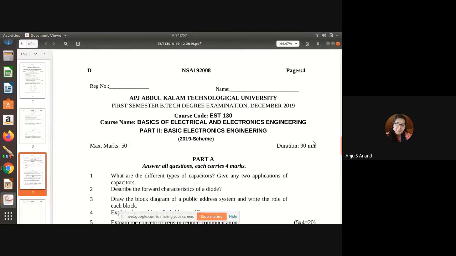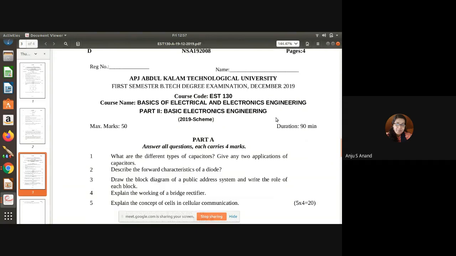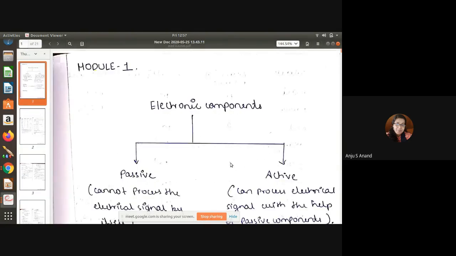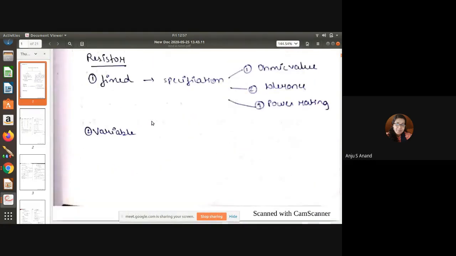So this is the question paper of December 2019. We can go through the topics. That is part 2, basic electronics engineering. The first question was, what are the different types of capacitor, and give any two applications of capacitor.